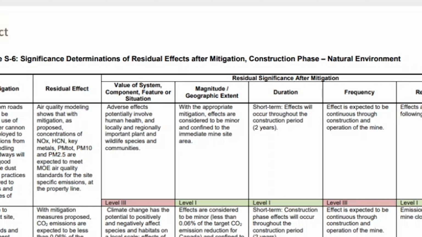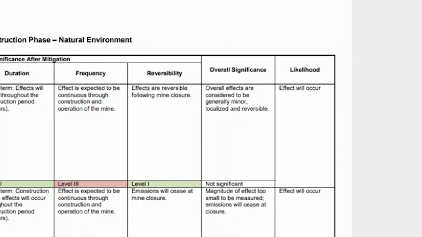Duration: will occur throughout the entire construction period. They're saying 2 years. Frequency: the effect is expected to be continuous through construction and operation. So they're talking about the air quality here. So air quality is going to be affected throughout the entire operation of this mine. Reversibility, they're saying it's reversible once the mine is closed, and they're saying for overall significance that it's minor.